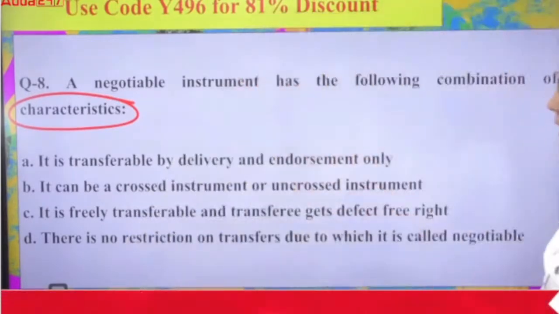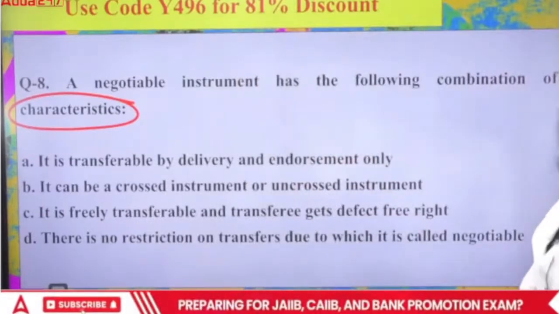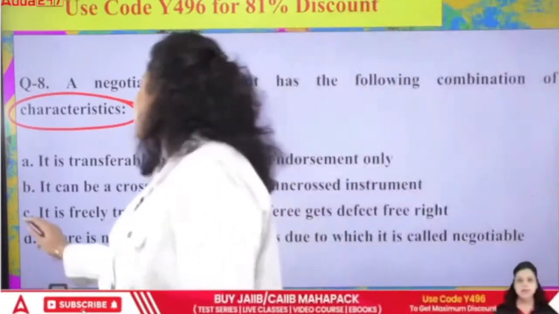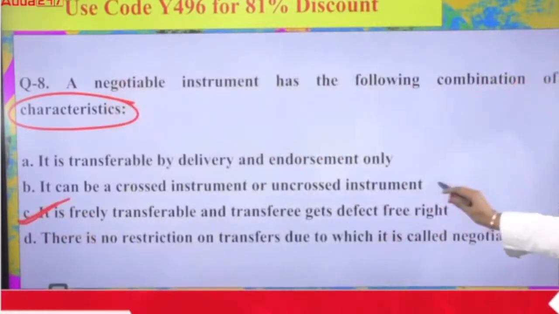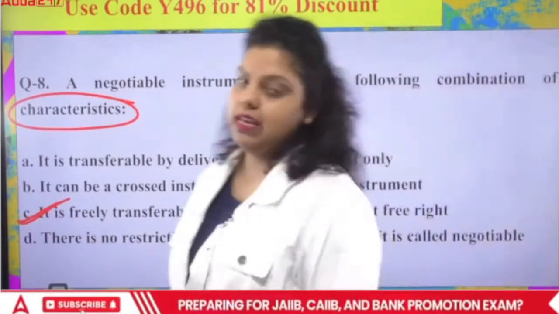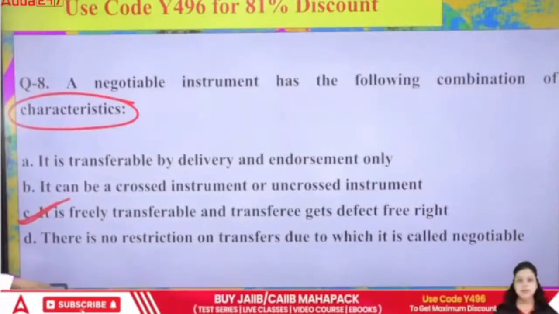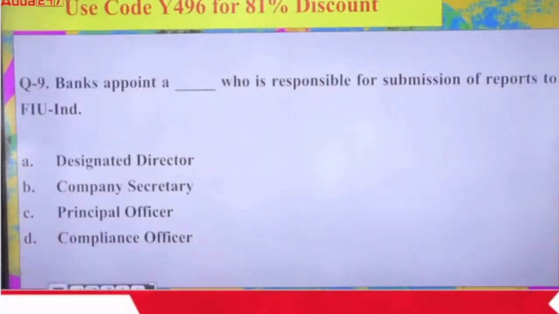So now which of the following will be correct? I have told you that negotiable instrument means the instrument which can be freely transferred. It means the right answer will be C. It is freely transferable and the transferee gets a defect-free right. So the right answer will be C in case of negotiable instrument. And again, a very important topic: check is also very important under the Negotiable Instruments Act.